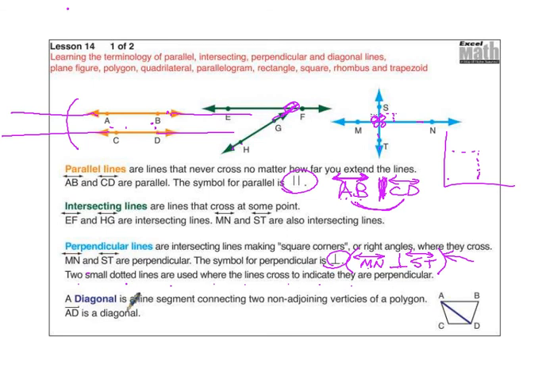Okay. A diagonal is a line segment connecting two non-adjoining, that means not touching, vertices of a polygon. AD is a diagonal. So here is a quadrilateral, ABCD or ABDC as a quadrilateral, and this line segment right here is called a diagonal. I'd like you to pause the video and see if you can draw the other diagonal in this figure and then turn it back on when you're ready to see the solution. All right, the other diagonal that you should have drawn goes from B to C, right across like that. That's your other diagonal in that shape.